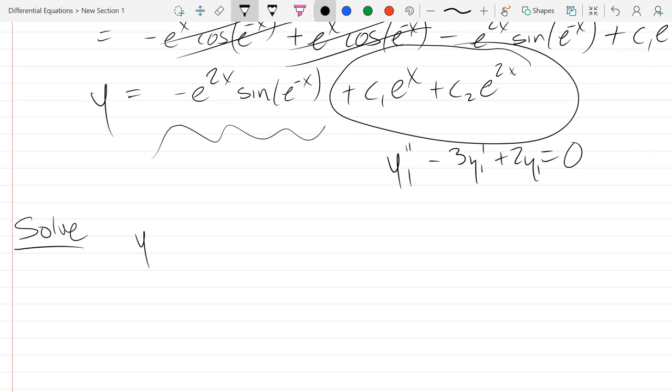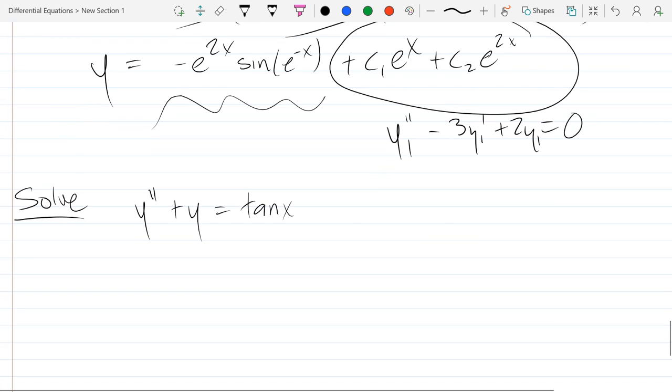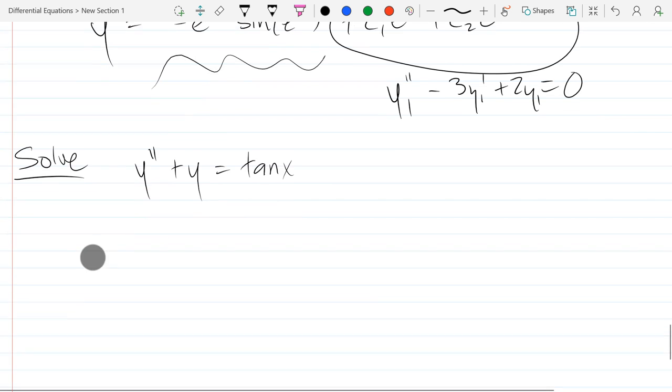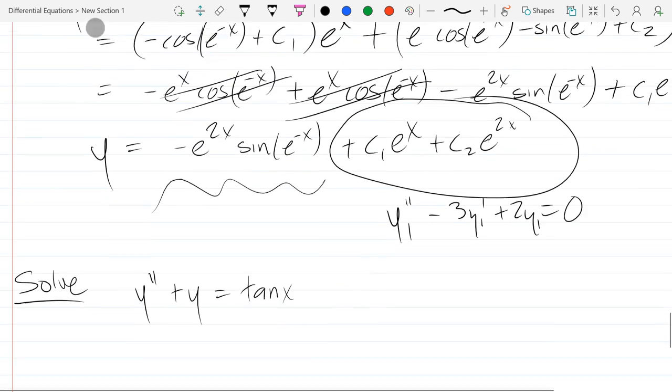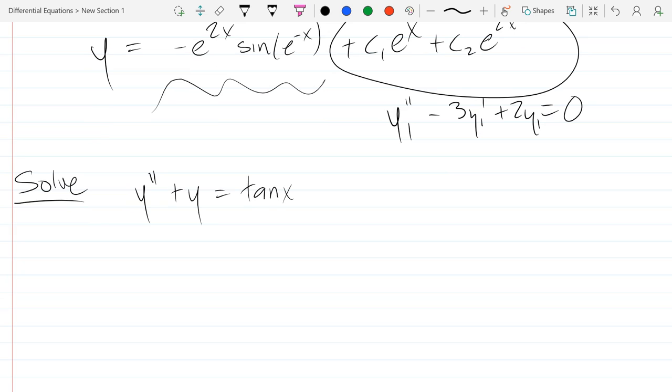So next problem, y double prime plus y equals tan x. So I'm going to solve these with the Wronskian instead of just writing down the equations separately. Well, I should say you're going to solve them with the Wronskian. So find your homogeneous solutions, and then take another minute to write this down.